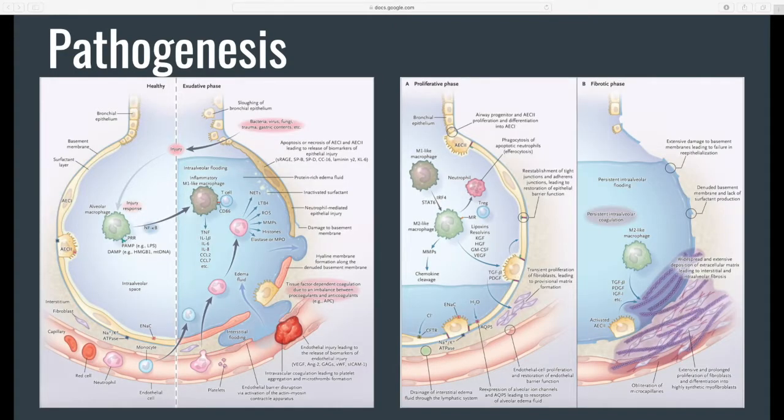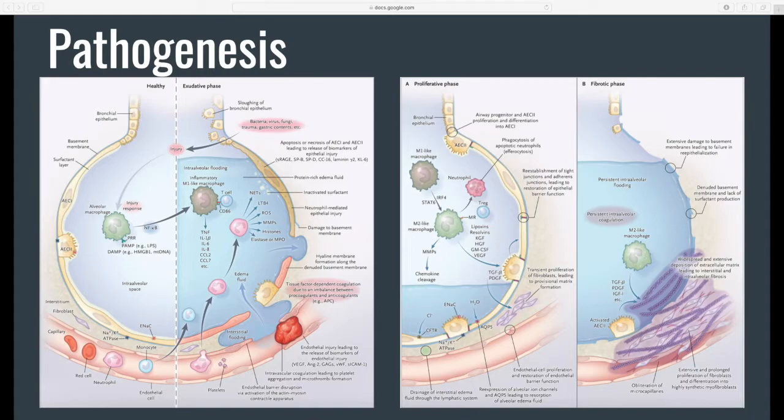Quickly going through the pathogenesis, there are three phases: exudative, proliferative, and fibrotic. The exudative phase is activation of alveolar macrophages, with release of pro-inflammatory mediators, accumulation of neutrophils and monocytes, and damage to the barrier function, leading to interstitial and intra-alveolar flooding.